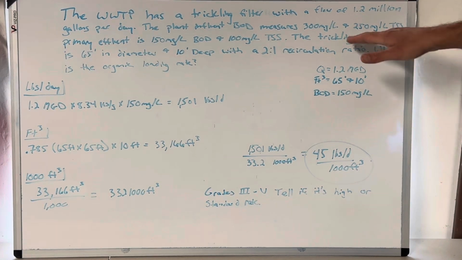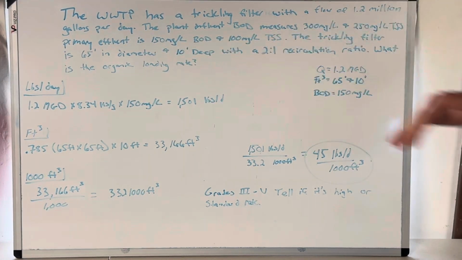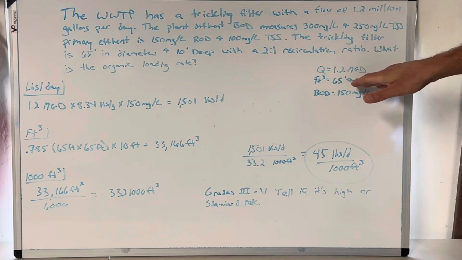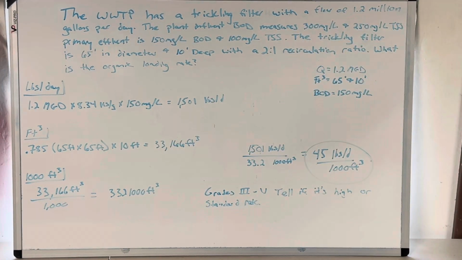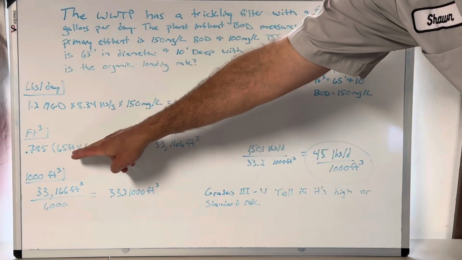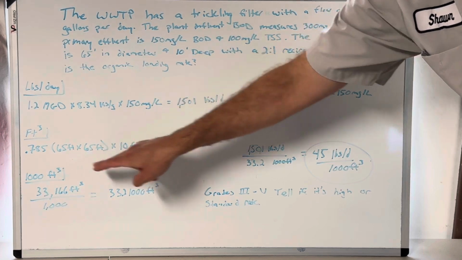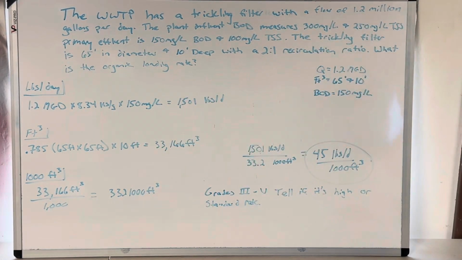All right, so I've got the trickling filter is 65 foot in diameter, 10 foot deep with a 2-to-1 recirculation ratio. We've already decided 2-to-1 is worthless to us. Get it out of here. Cubic feet. I like 0.785 diameter squared. That's my flavor. So 0.785, 65 foot squared times 10 foot. If you plug that in your calculator, you should get 33,166 cubic feet.